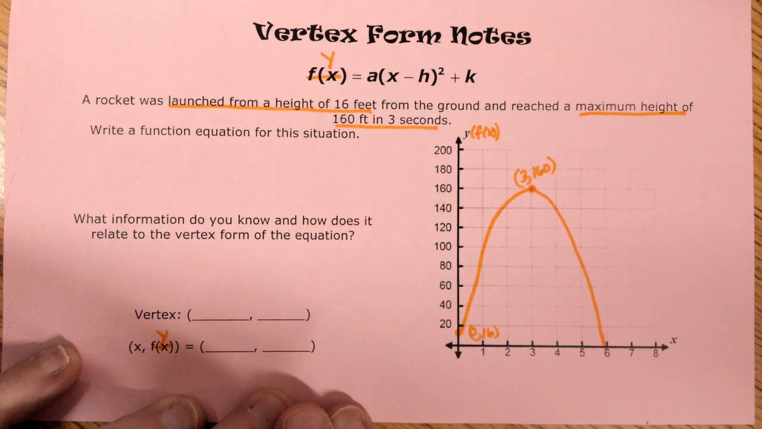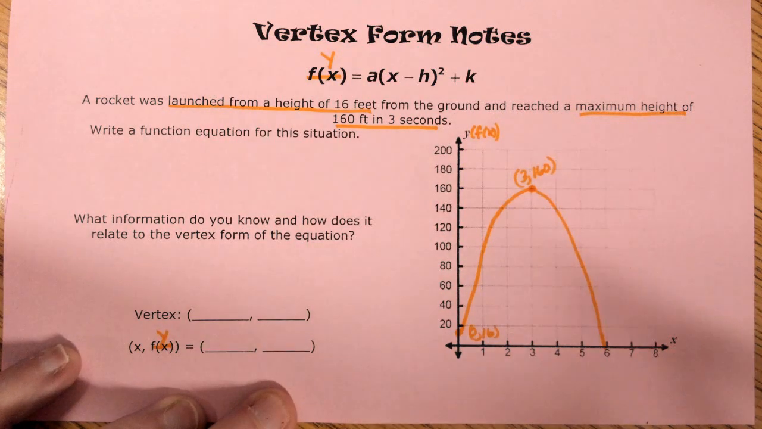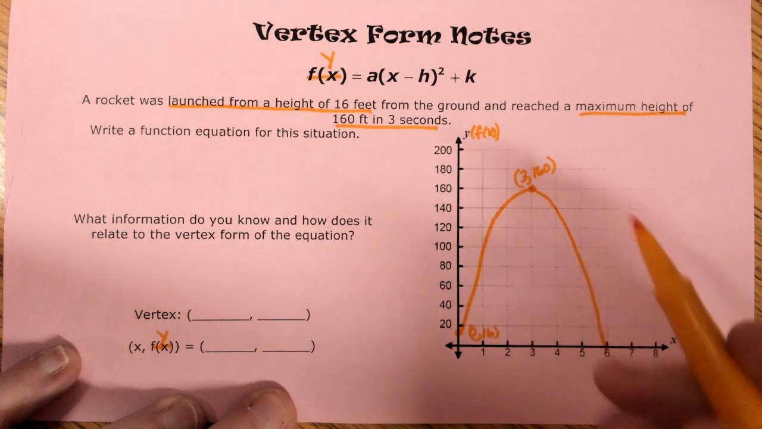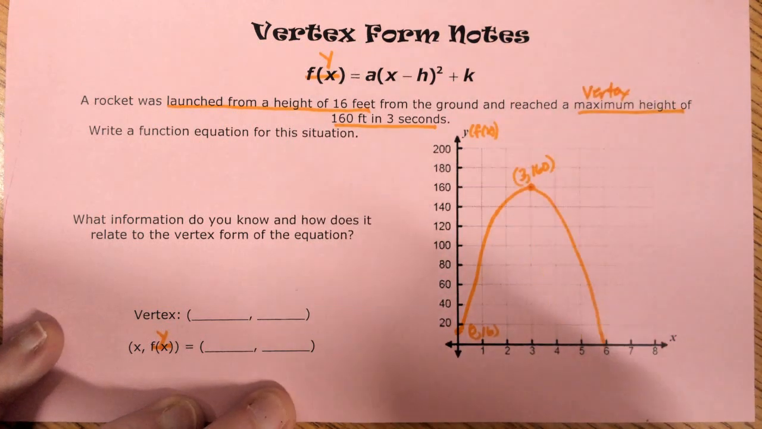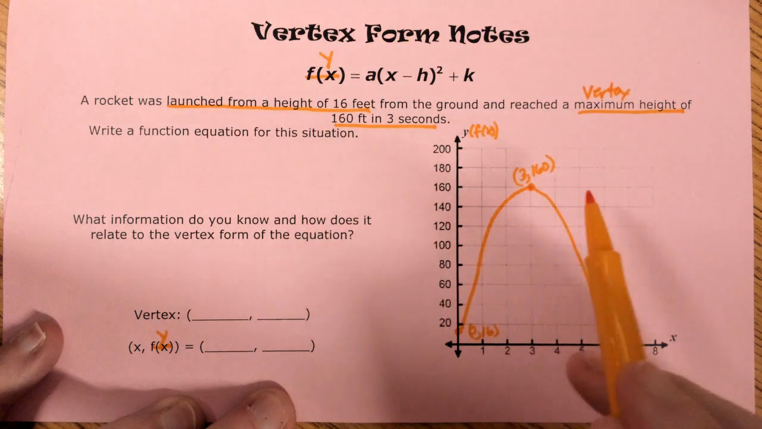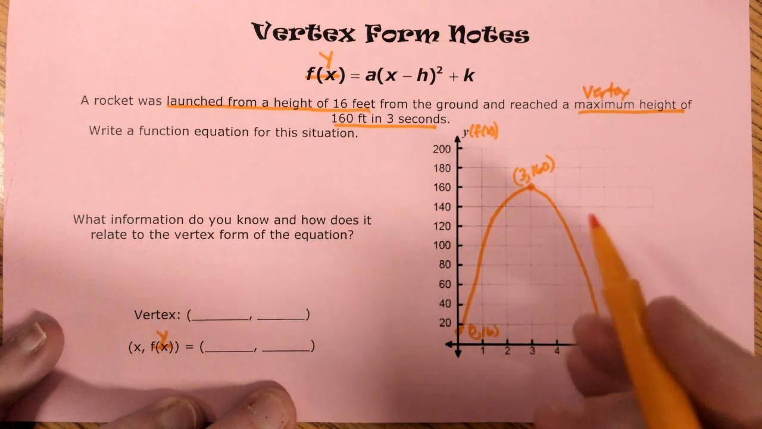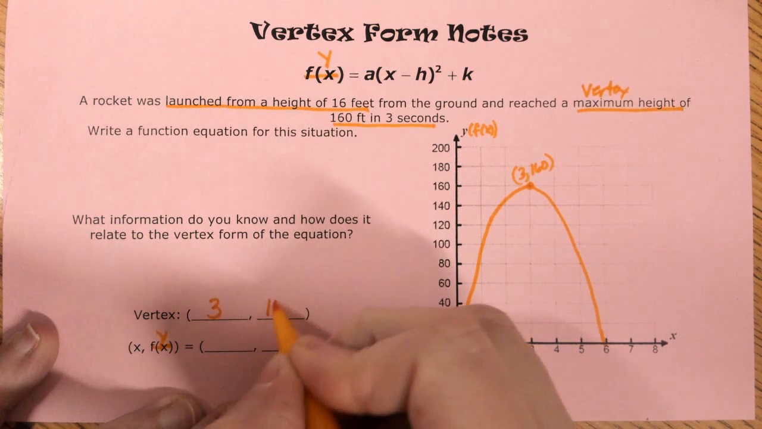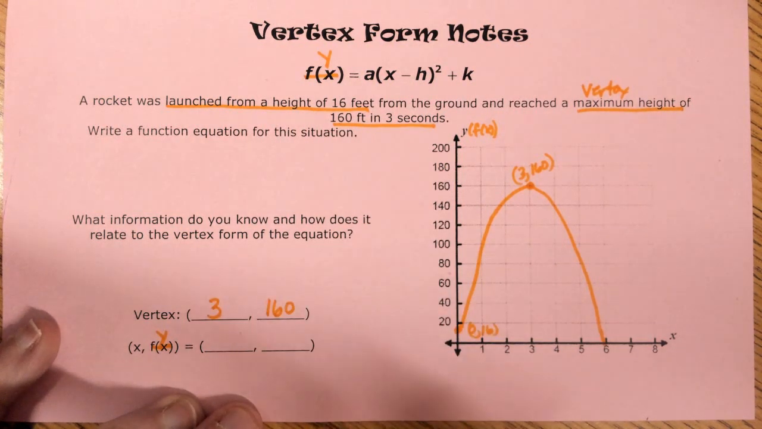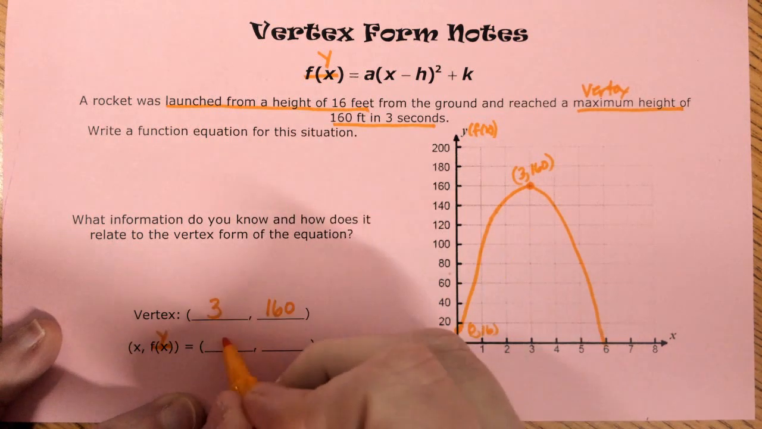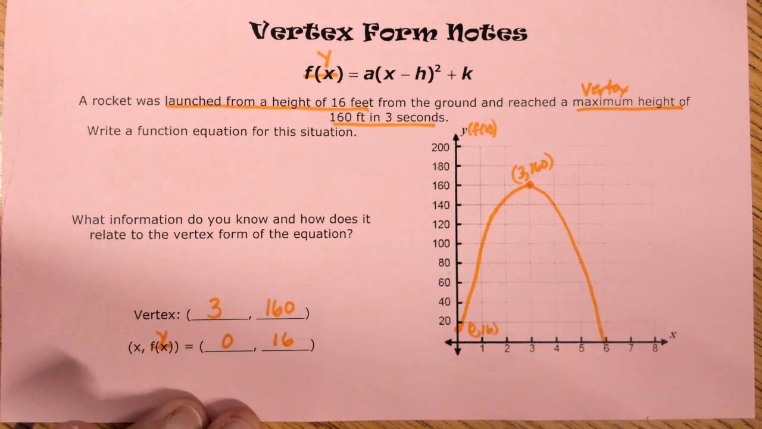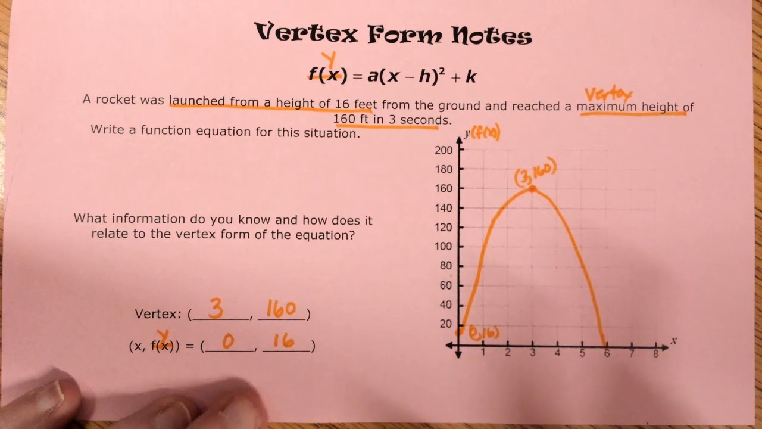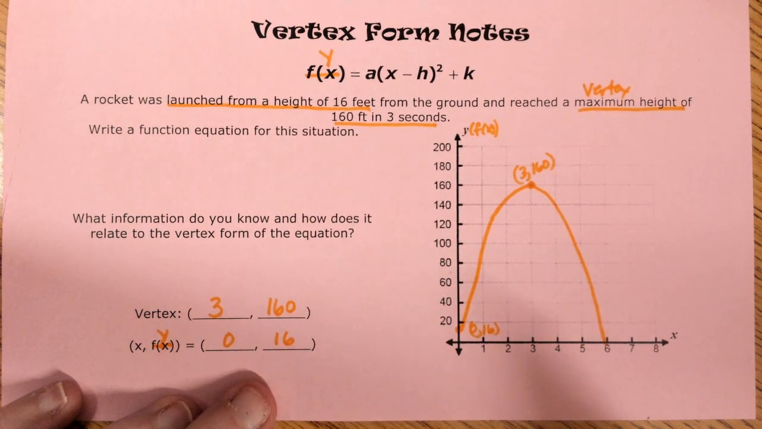So what I'm going to do, knowing that, is take these two pieces of information and turn them into 2 points I can use. Well, first of all, maximum means vertex. Minimum means vertex. If they tell me the maximum height it goes is (3, 160), that's my vertex. Now, they also told me that it was launched from 16 feet, which means I have another point at (0, 16). That was its initial value. It's the y-intercept, the starting point, but it's a coordinate. All I need is the vertex and another coordinate, and I can use this strategy.